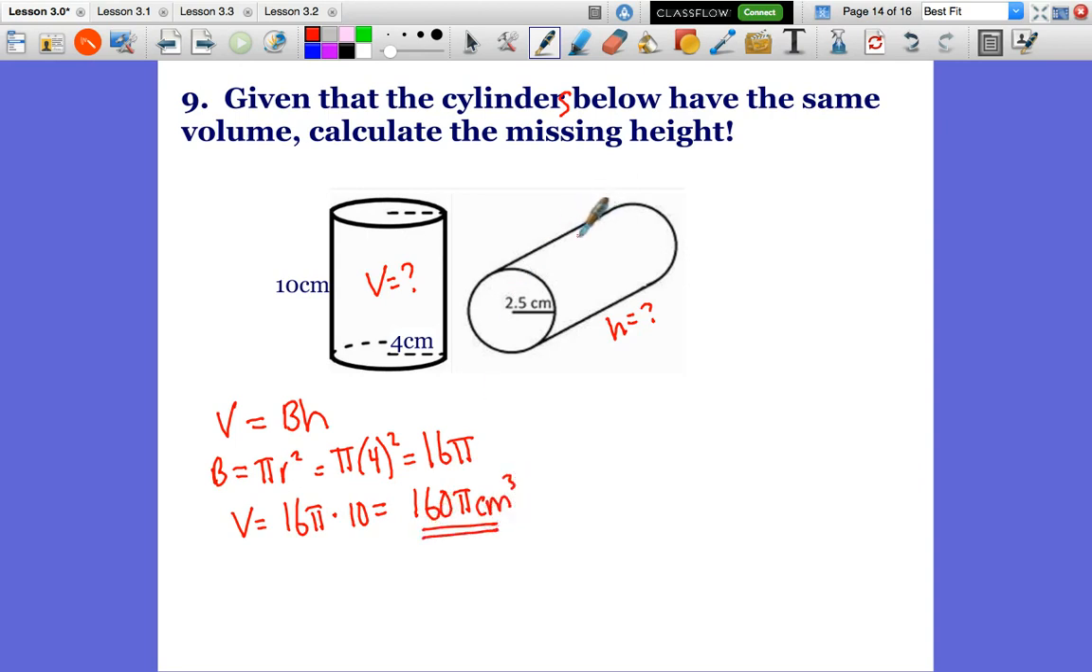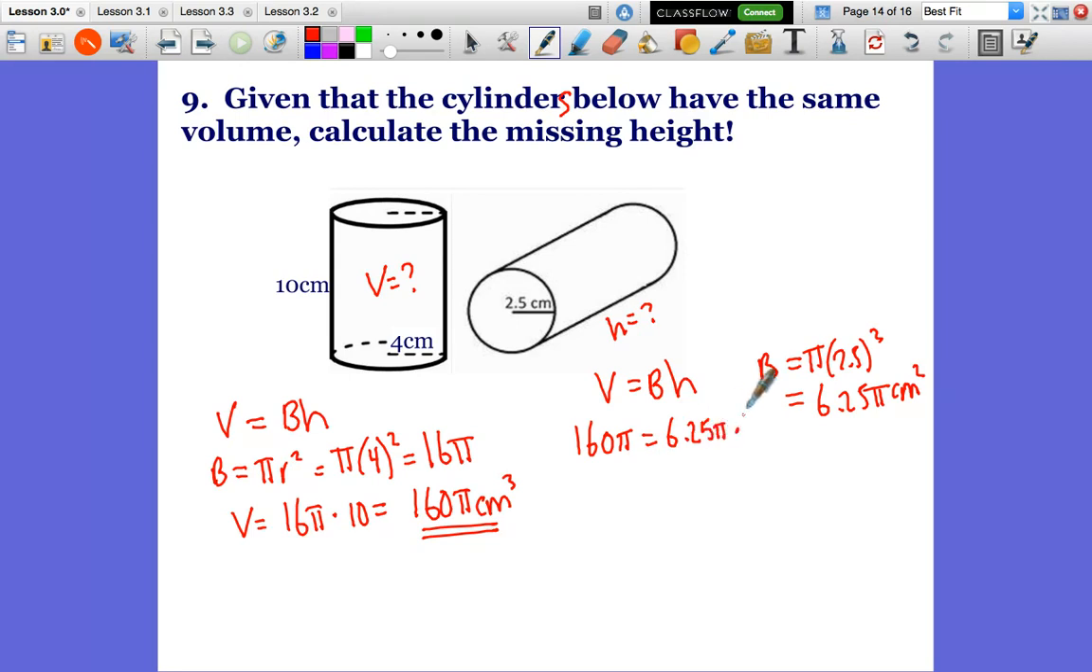Well, this is going to have the same volume. That's what it told me, right? So volume is still going to be area of the base times height. I can figure out the area of the base, right? I know the radius. Pi times 2.5 squared. Is that 6.25 pi? I'll check my own work. Yes, 6.25 pi centimeters squared is going to be the area of the base. I don't know the height, though. That's what I'm missing. So I know the volume is 160 pi. I know the area of the base is 6.25 pi, but I don't know the height.